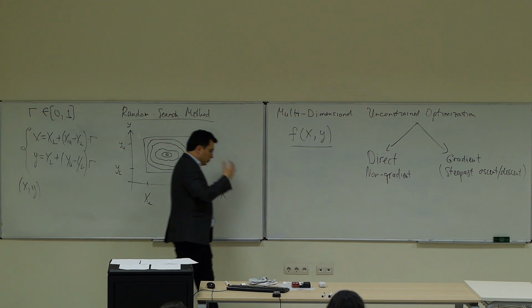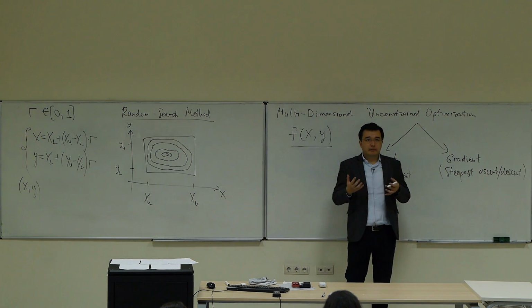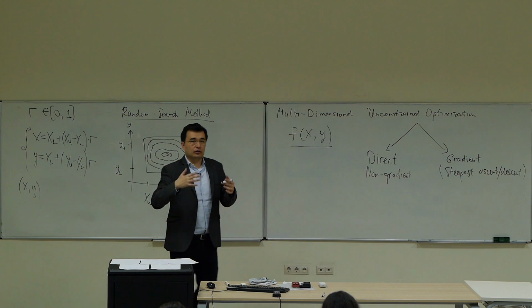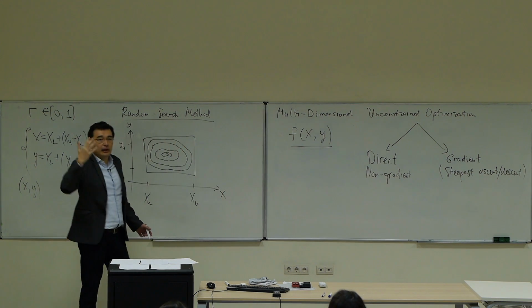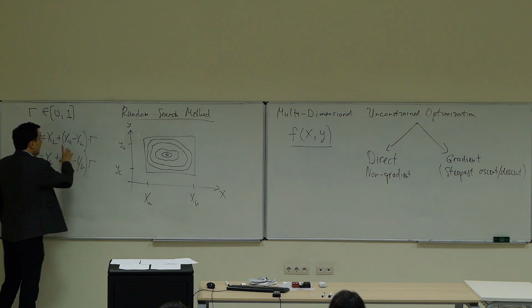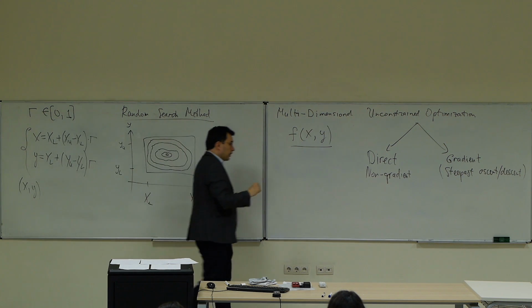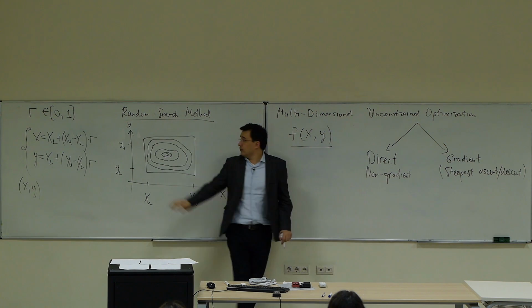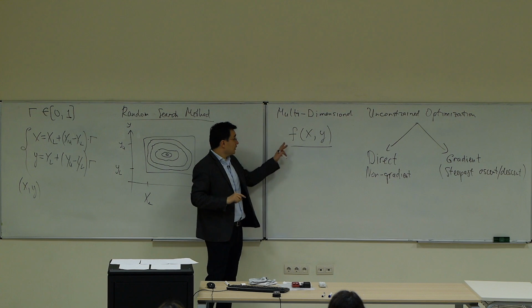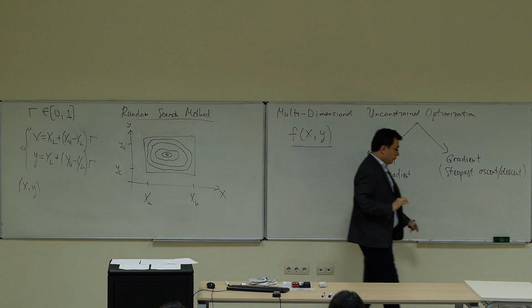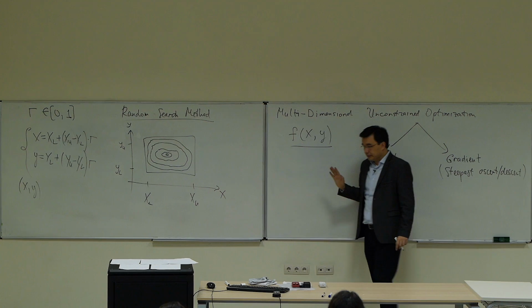We can implement it by having a for loop which iterates over some n numbers, and we generate n pairs of x and y, and then we find which pair of x and y produces the largest f. And that will be our maximum. That's the idea. All right?